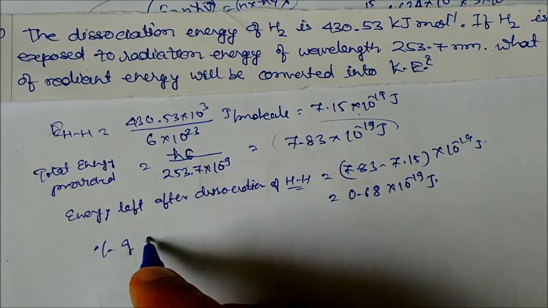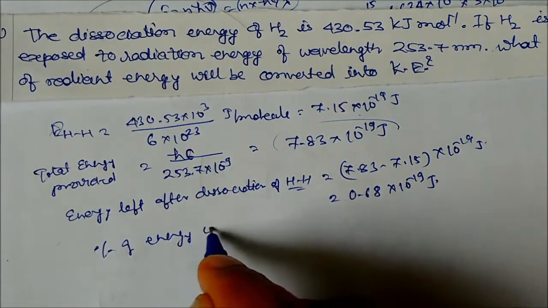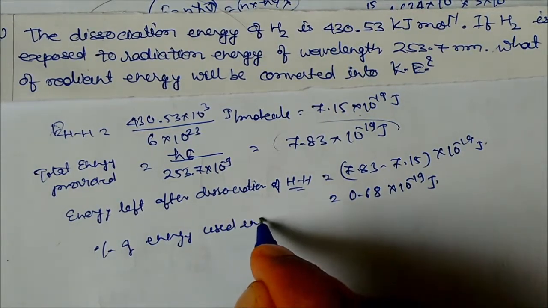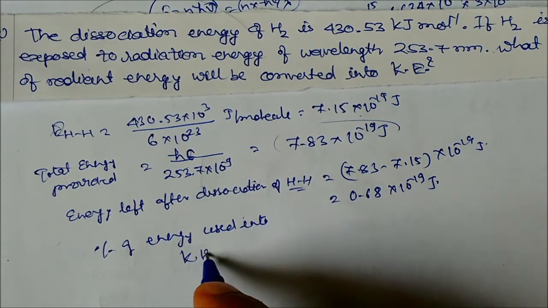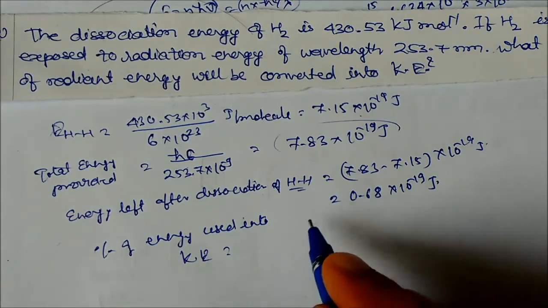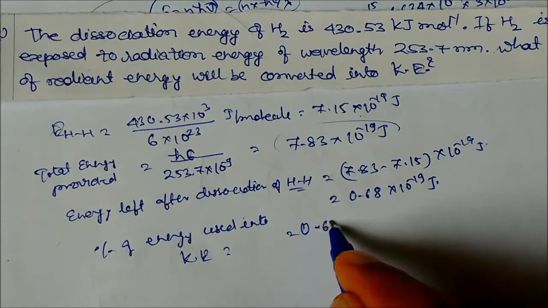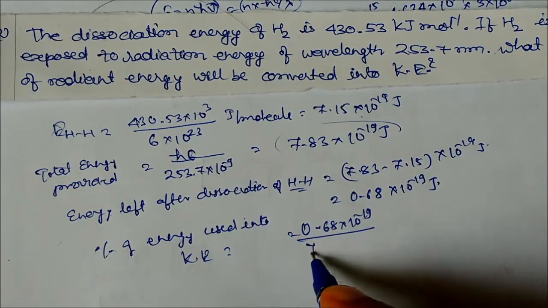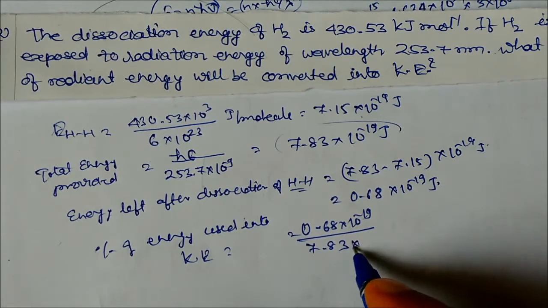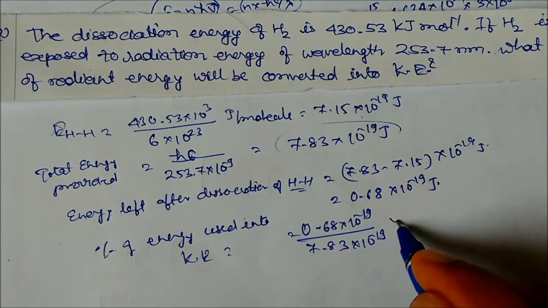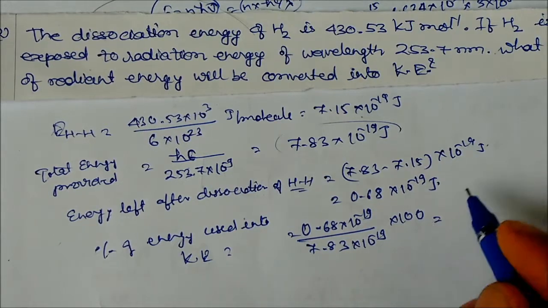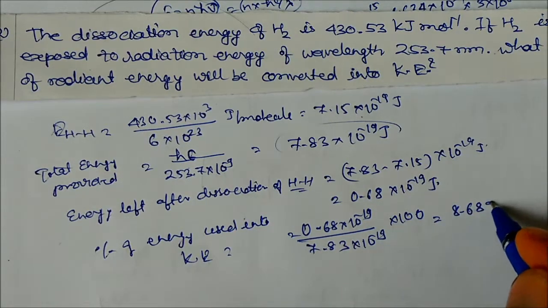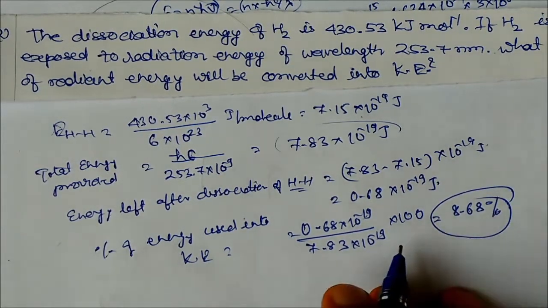So the percentage of energy used into kinetic energy is very simple. It is 0.68 into 10 power minus 19 divided by the total energy, 7.83 into 10 power minus 19, into 100. So this percentage will come to 8.68%. This is the answer.